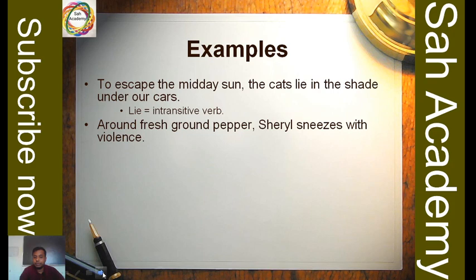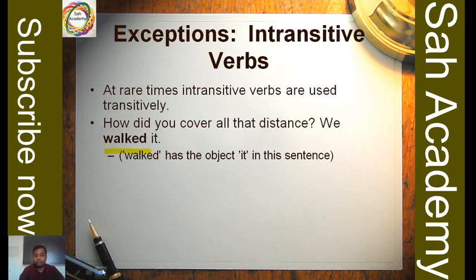How did you cover all that distance? We walked it. Here walk is a verb and there is no direct object, so it would be an intransitive verb, but it is used transitively. Walked has the object it in the sentence. The next sentence is: I cannot stand such nonsense. So stand has the object nonsense in the sentence.